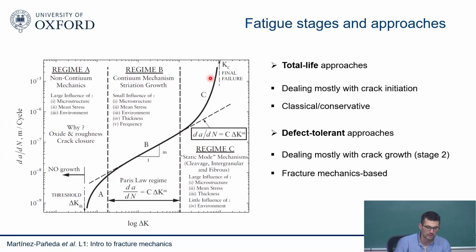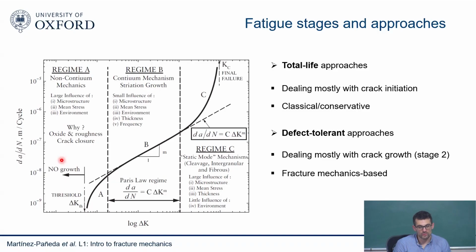They'll say, okay, I'll do some testing. I'll do some SN curves, basically, uniaxial cyclic load. I'll see when things fail, and I will worry only about regime A. Because when you measure with this uniaxial tension, it's mostly regime A. It's not a fracture test. So then I will just worry about total life. So I'll say, the moment I nucleate a crack, I'm going to replace my component, and that's the end of it. This is the total life approach.